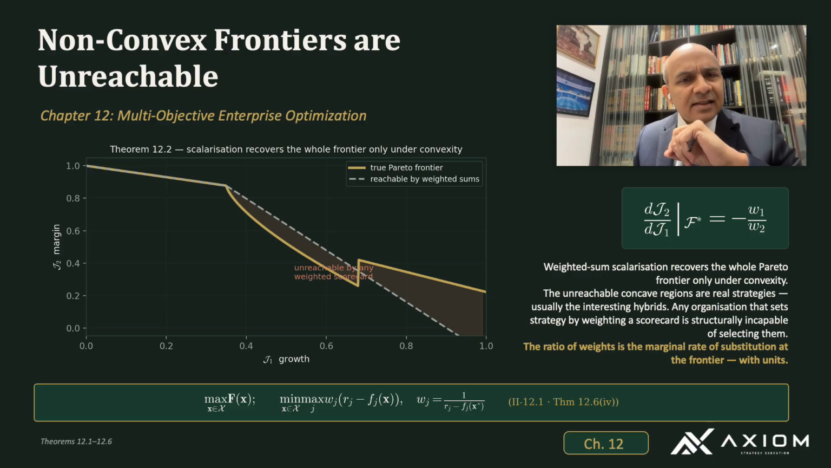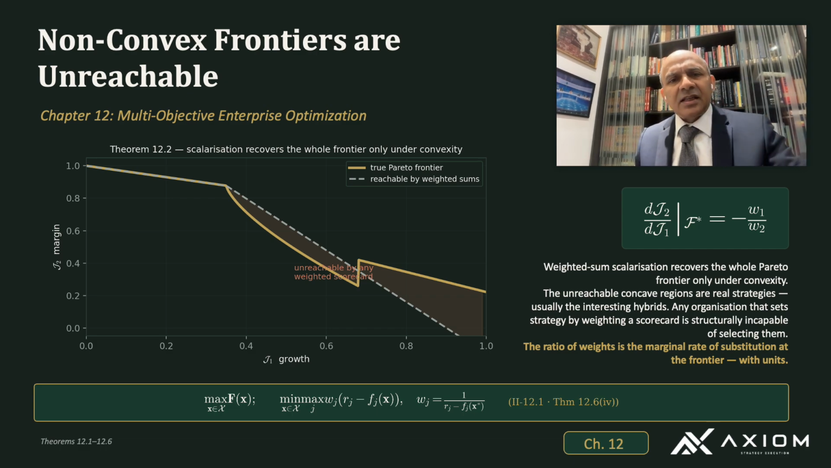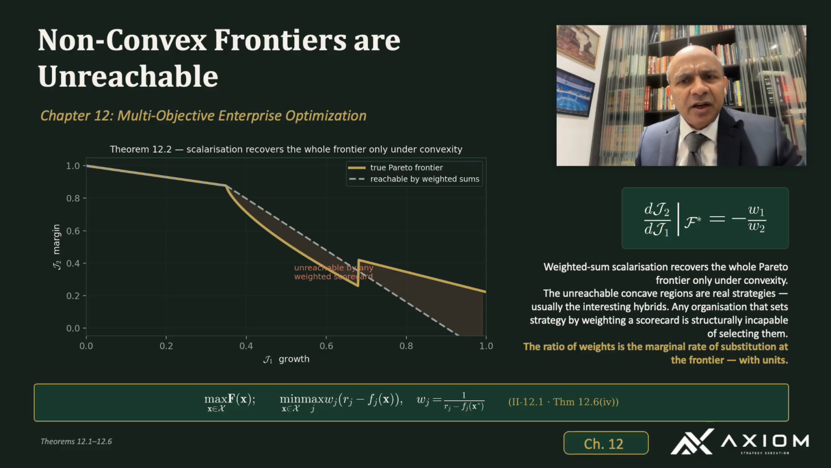Theorem 12.6, enterprise compromise solution theorem. A compromise solution always exists for finite p, it is Pareto optimal, and Chebyshev compromise can recover every Pareto optimal solution even without convexity, including frontier points that weighted sums cannot reach.